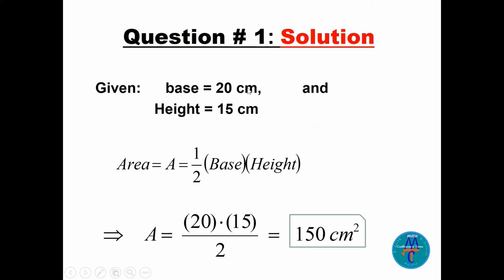Sometimes you have a question without units. We say 20, maybe 20 centimeters, 20 meters, 20 feet, 20 miles. If there are no units, do not write units. You just write something squared, square unit. If you have centimeters, you write centimeters squared. If you have inches, you write inches squared. That's for the area. Now for the perimeter, you write only centimeters.